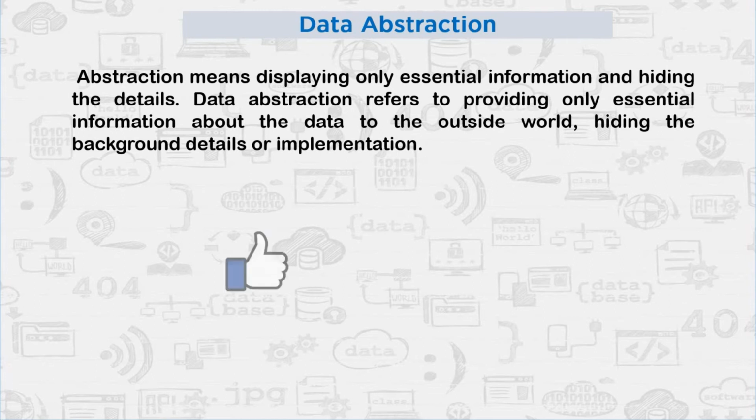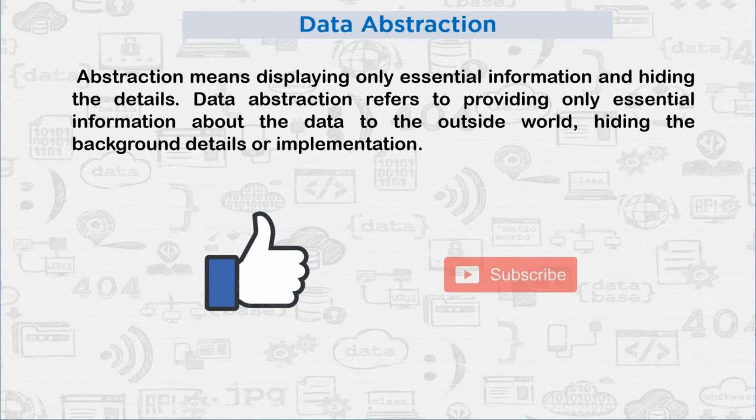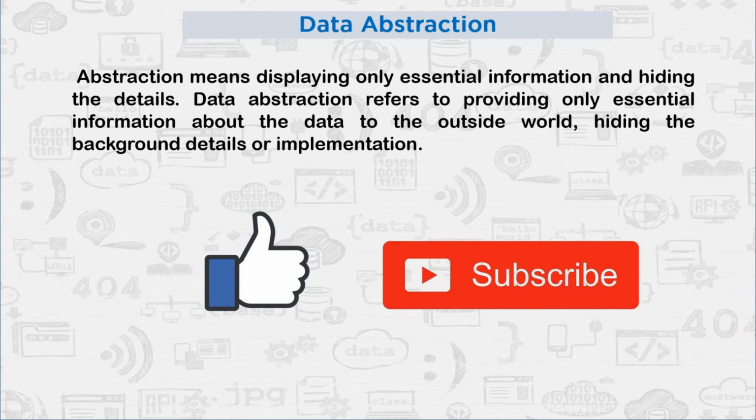When you click the like button, you will see only the like count increasing, but there is no idea how this is happening. Similarly, when you click on the subscribe button, it shows subscribed without any information on how it is happening. You can test these buttons below this video. This mechanism is known as data abstraction.